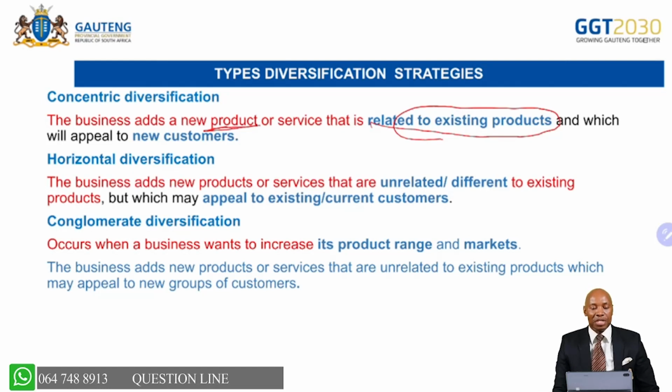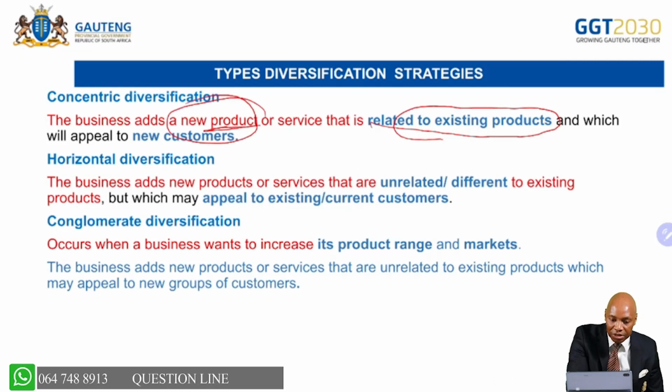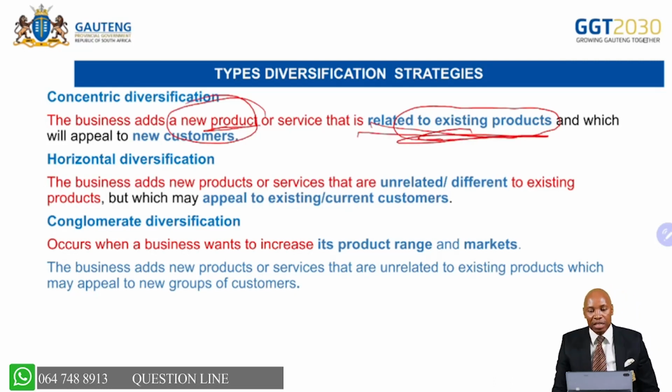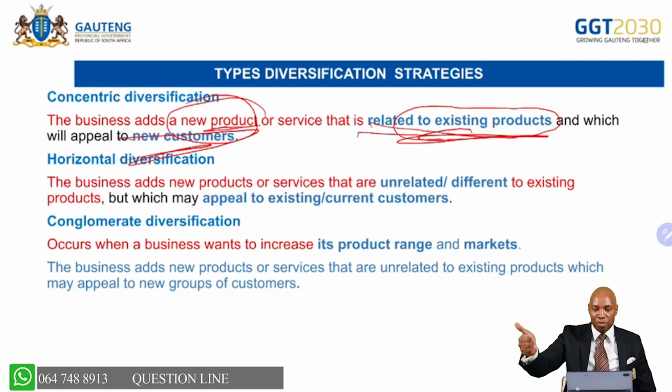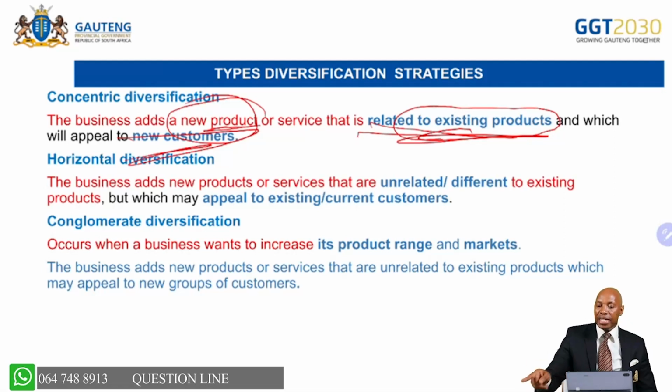Let me repeat the concentric diversification. How do you explain concentric diversification? The business adds a new product that is related to the existing product, which appeals to new customers. You can see the word new has been used twice here: new product, new customers. This new product is related to the existing product. To whom does it appeal? It appeals to new customers.